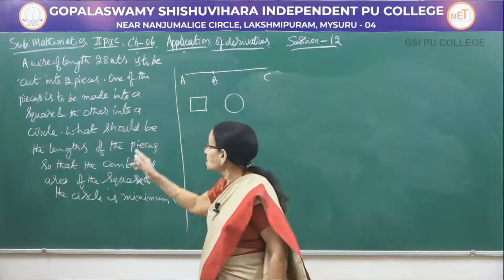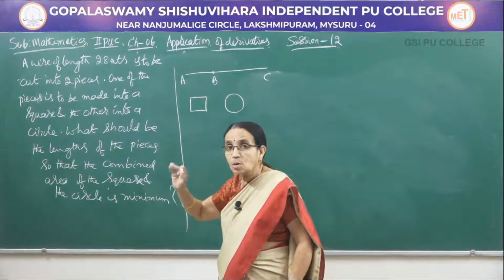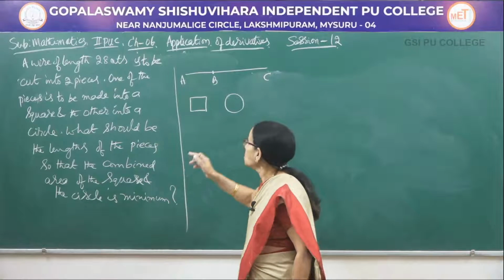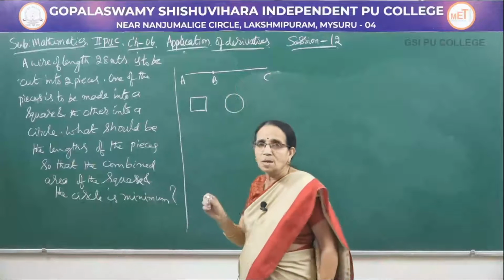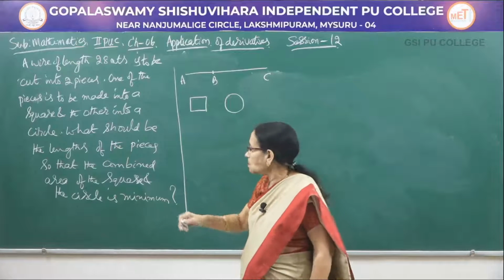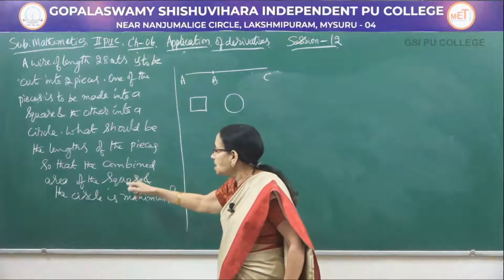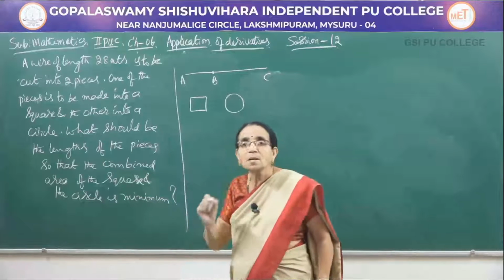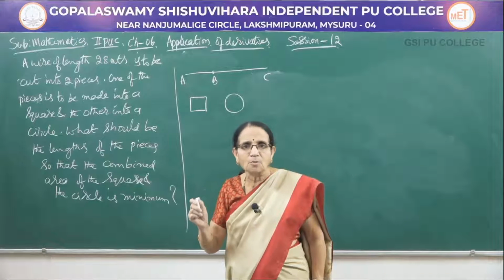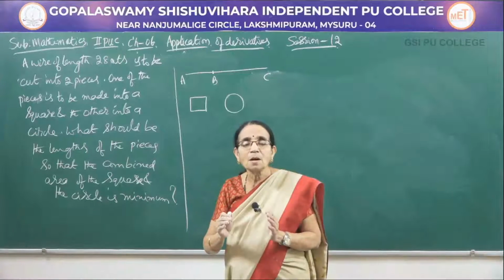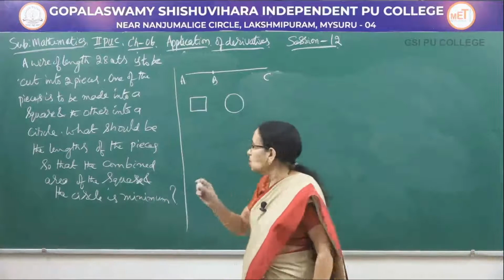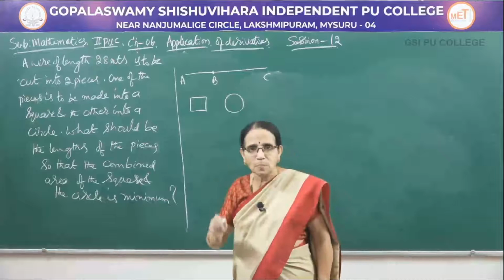Now come to the next part. What do I want here? What should be the lengths of the pieces? So what we have to get is, what is AB, what is BC? The length of AB, length of BC I want now. Under what condition? So that the combined area of the square and the circle is minimum. So when you take the areas of both the geometrical figures here, the sum of the area, when it attains a minimum value, under that condition you have to find out the lengths of both the pieces.